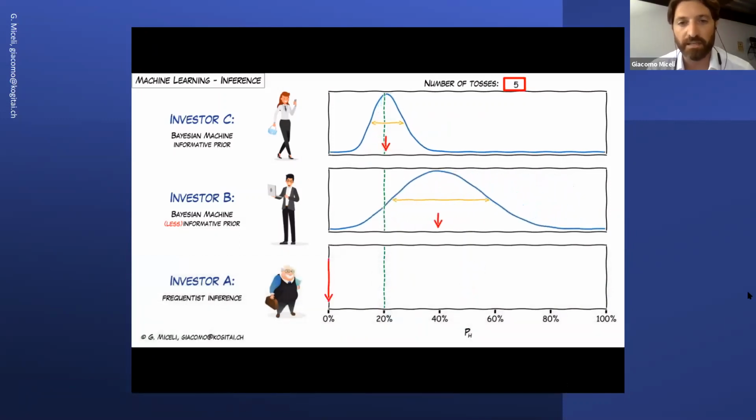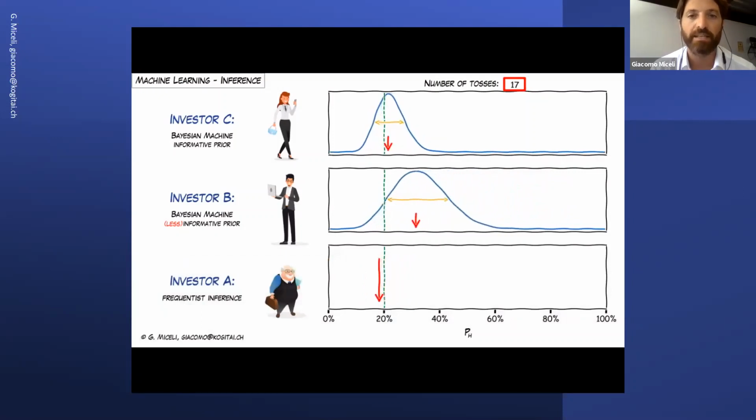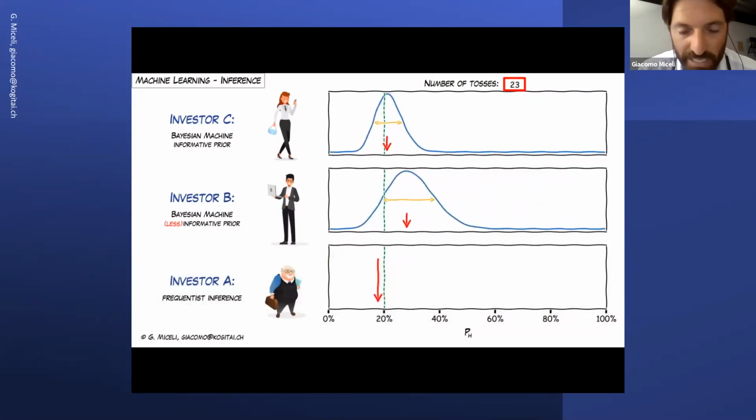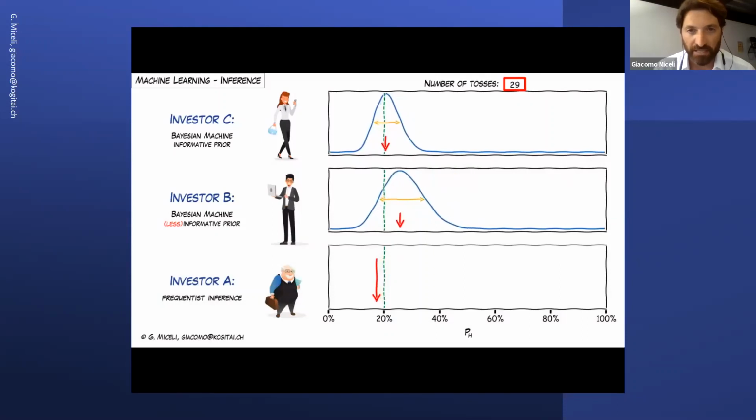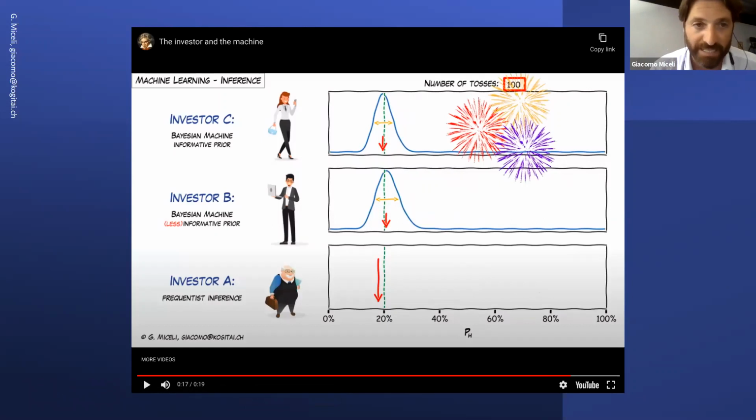So as you can see at the beginning, the old guy has no clue. He has to observe instead. Investor C is always very close to the real answer, and the uncertainty is much lower. The most important part is that all of them will reach the same results, right? Because all the approaches are correct. The difference is that investor C is much faster because he's taking into account some physical information, the distribution of matter in the coin.